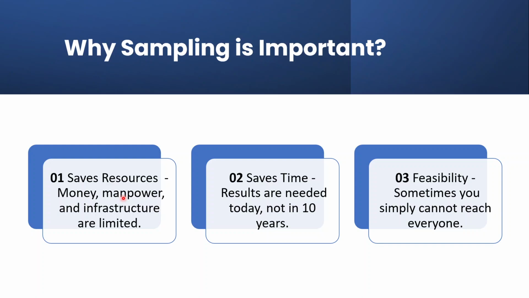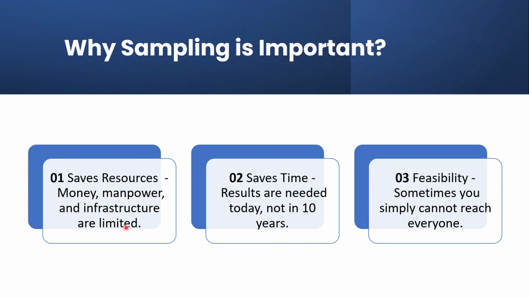So if at all you need to collect data from all the citizens of this city, then the amount of money that you spend and the amount of effort that you have to put will be very high. Instead, if at all you are selecting only 500 people, and from that 500 people you are collecting the data, then the amount of money that you spend and the amount of manpower that you spend will be less.